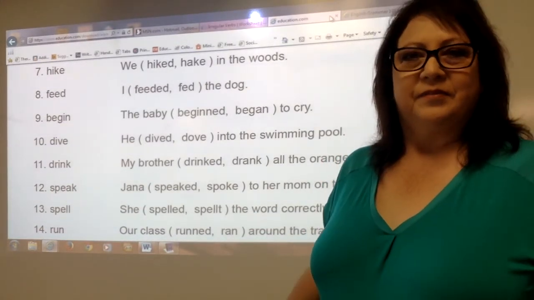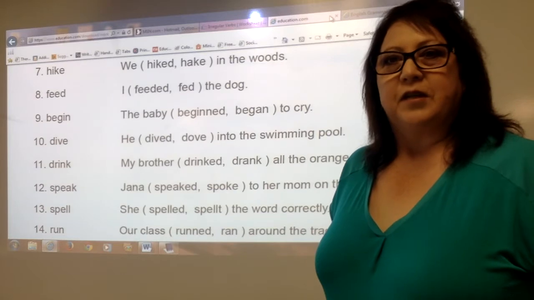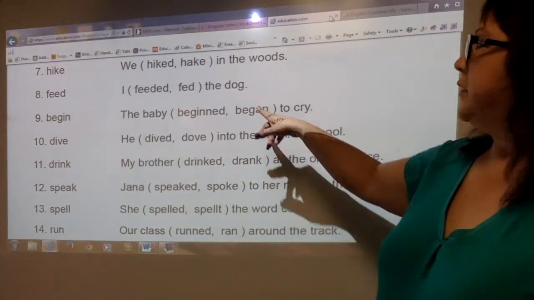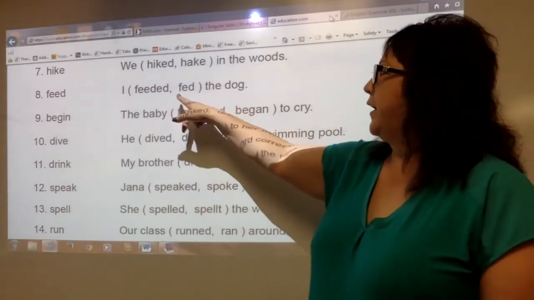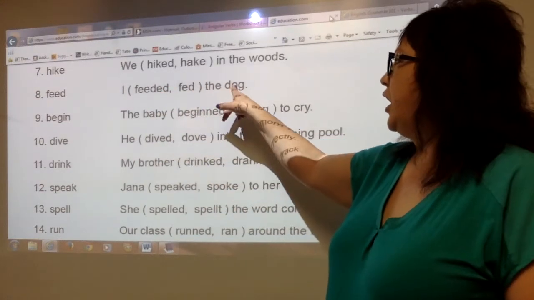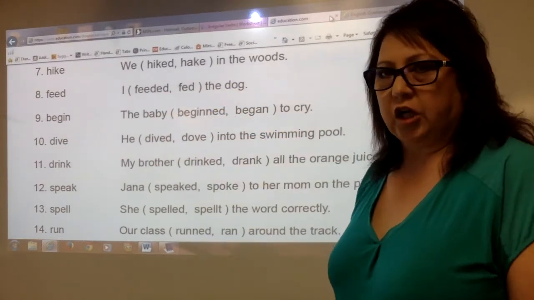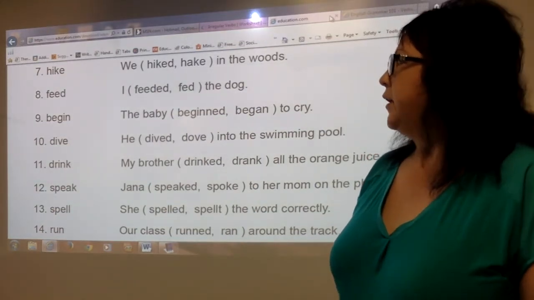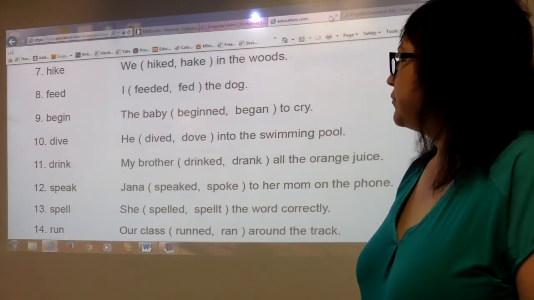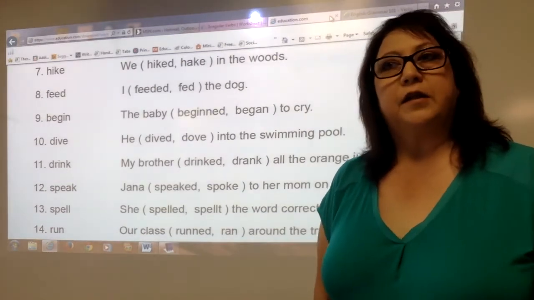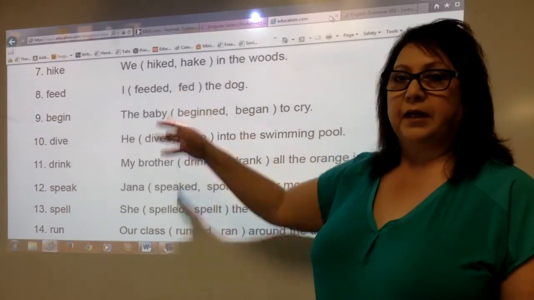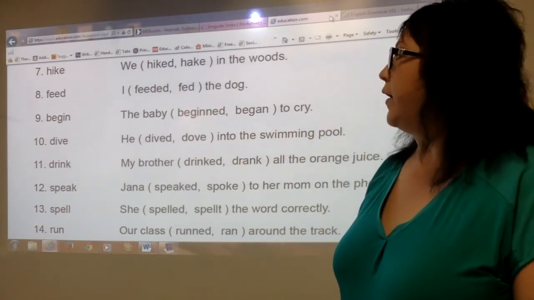Here we go. Looks like everybody's ready to go. And number 8. I feeded the dog, or I fed the dog. Again, choosing the best one. Your mom asked you if you fed the dog. What would your response be? I feeded the dog, or I fed the dog?